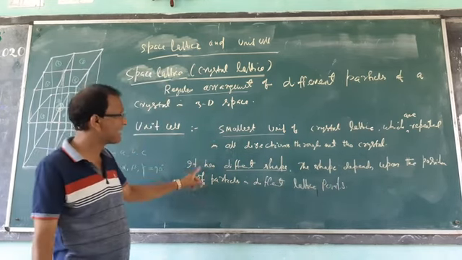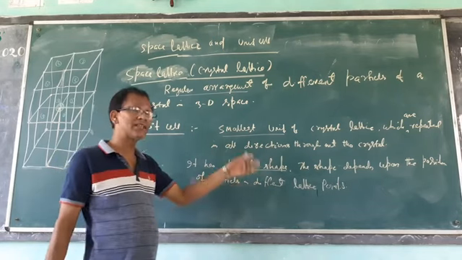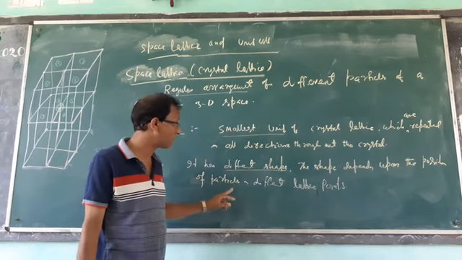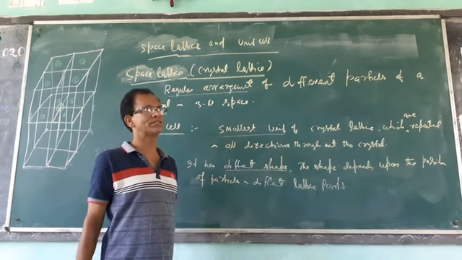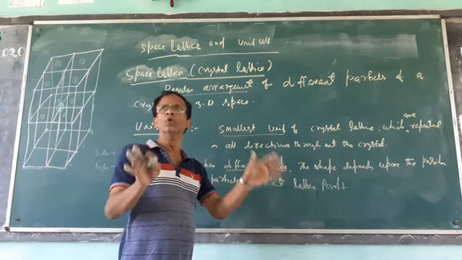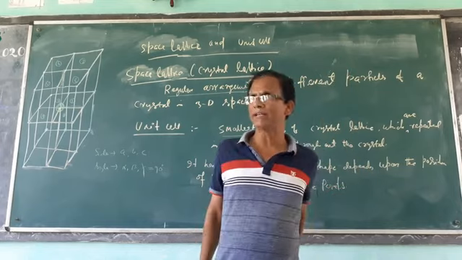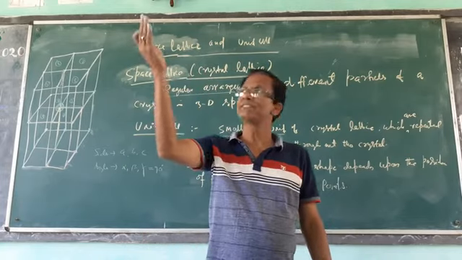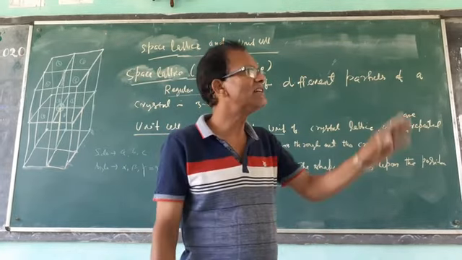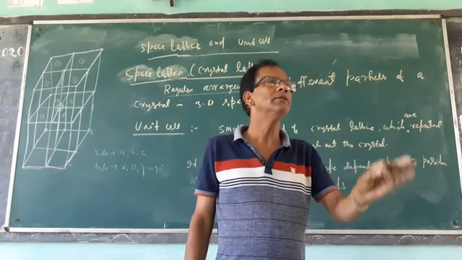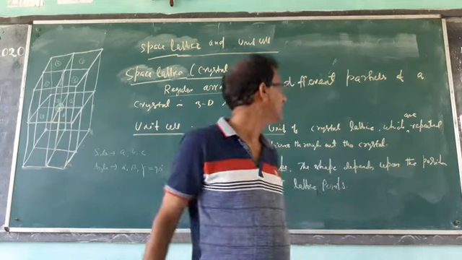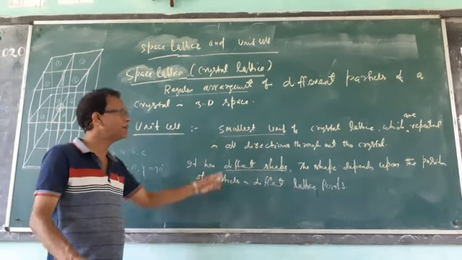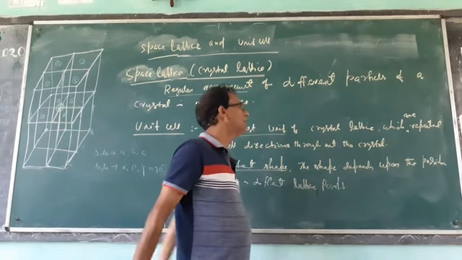Unit cells have different shapes, and the shape of the unit cell depends on the position of particles in different lattice points. Suppose in a room, the corner is one point, the face is another point, and the edge or side is also another point. So these are the lattice points, meaning where the particles occupy positions. So unit cells are of different sizes depending upon the position of particles in the lattice points.